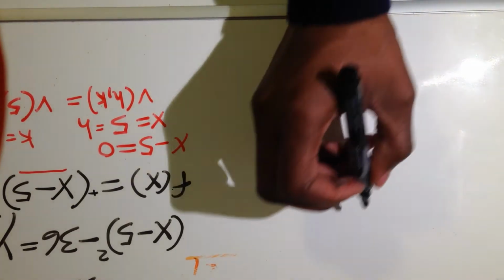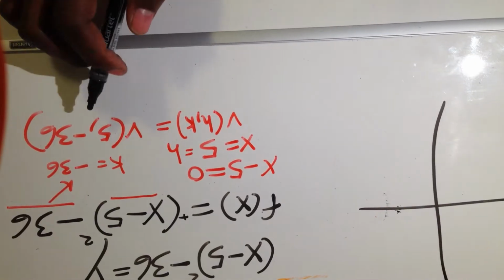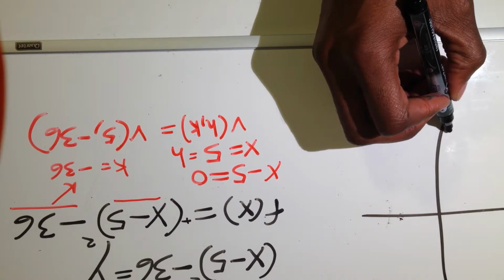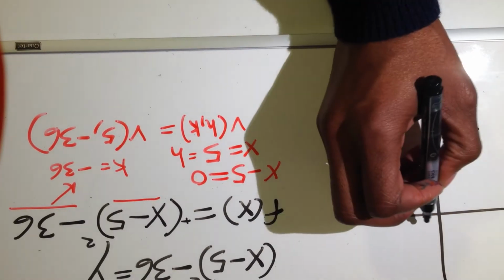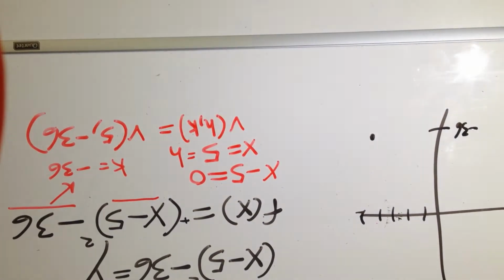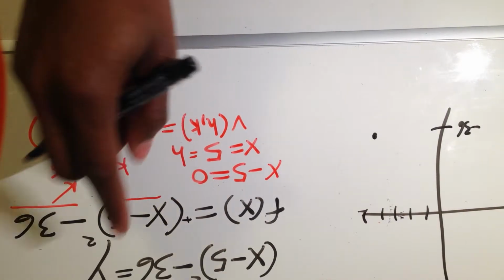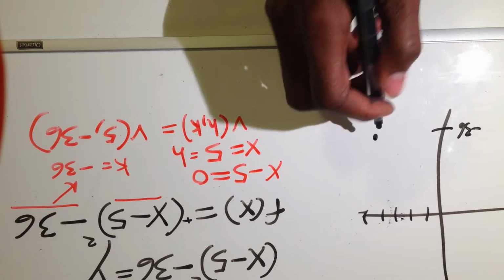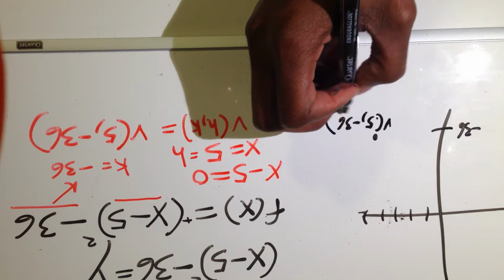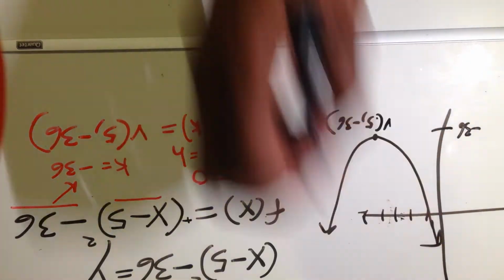So first, let's draw a little graph here. And our vertex is at 5 and negative 36. So let's imagine that this is negative 36 here. And 1, 2, 3, 4, 5, right? So 5, the vertex is right here. And because this function is positive, it will be facing up in the upward direction. Our vertex is (5, negative 36). So it's going to be facing upward that way. Pointing upwards that way. Forever going up.